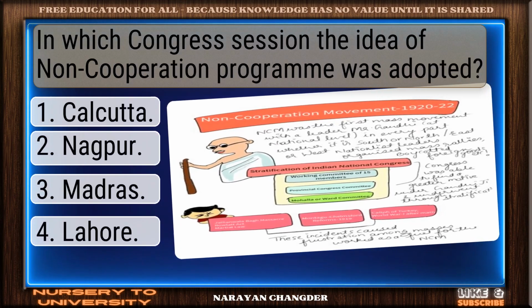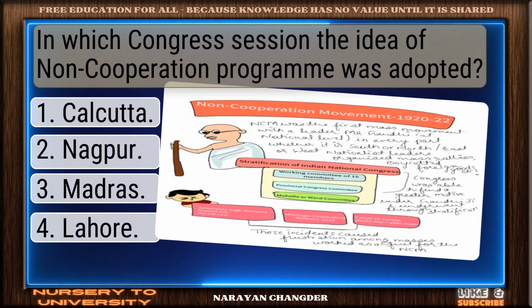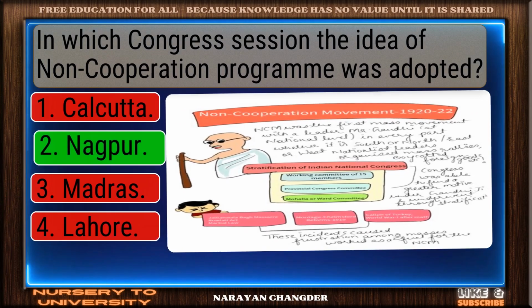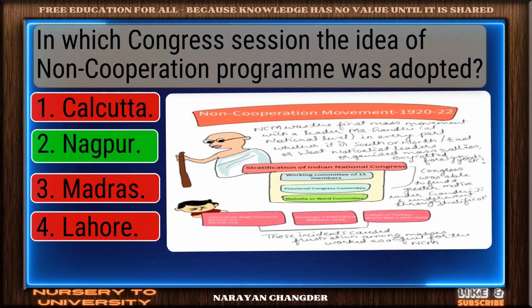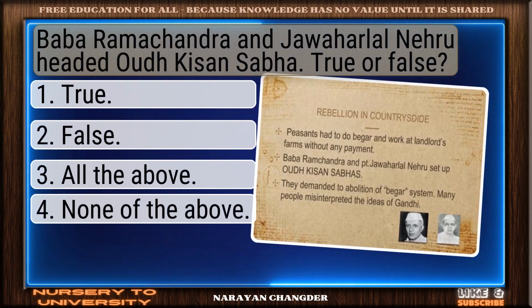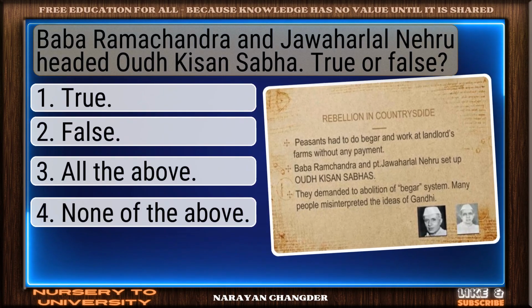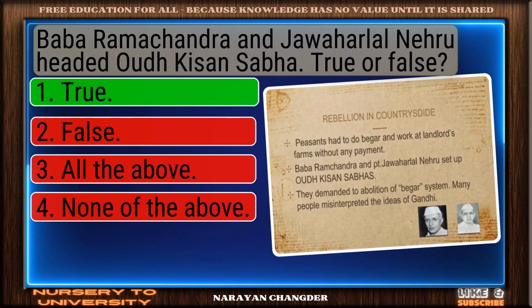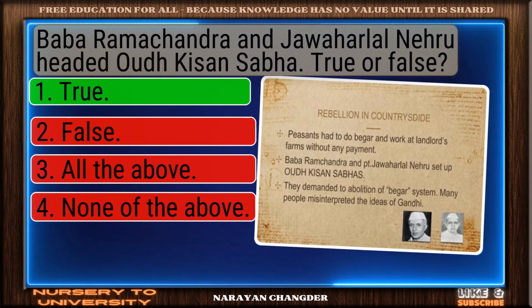In which Congress session was the idea of the non-cooperation programme adopted? Smart move. Nagpur is accurate answer. Baba Ramchandra and Jawaharlal Nehru headed the Oudh Kisan Sabha. True or false? Smart pick. True is correct.